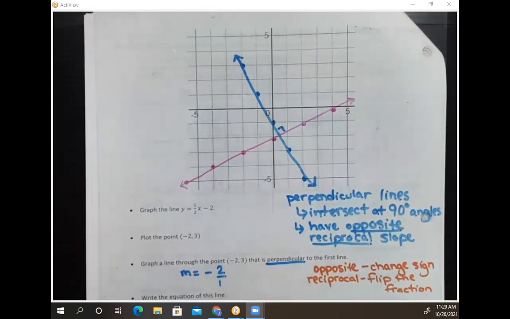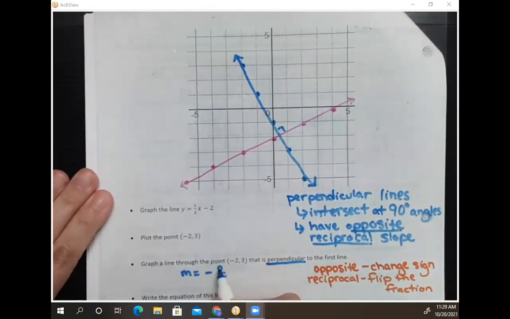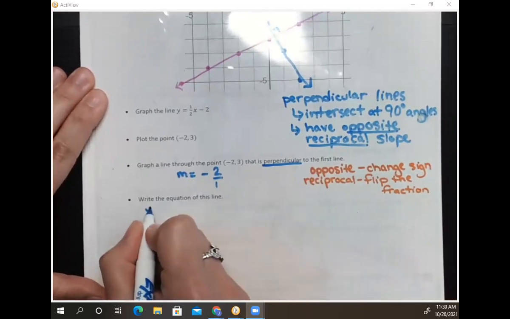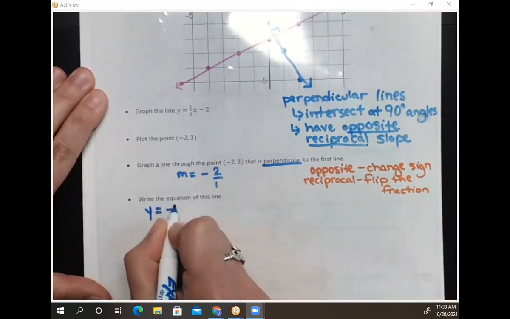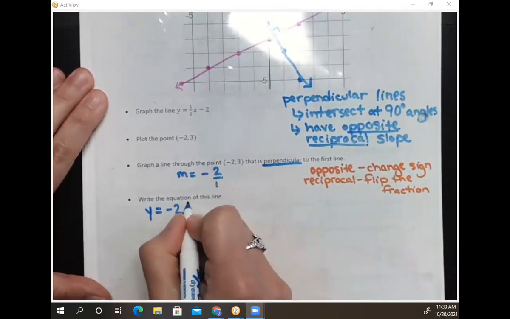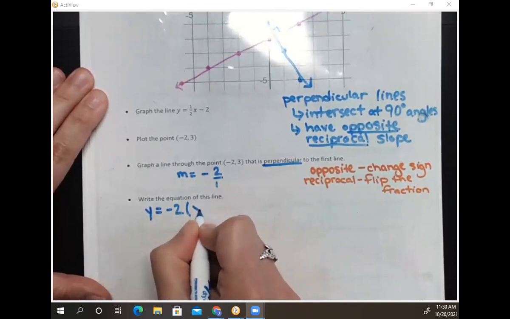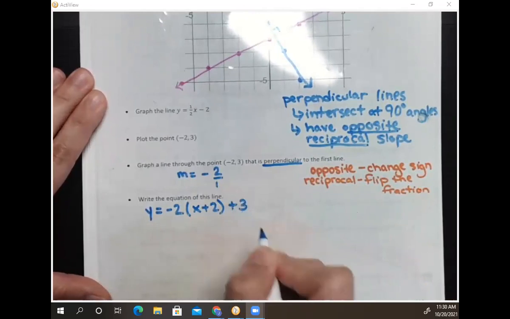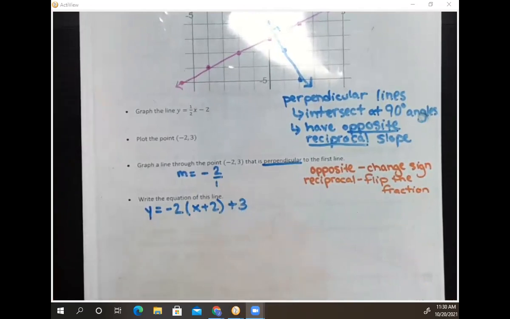Okay, and then just like before, I want to write the equation for this perpendicular line. So again, I know a point and I know the slope, so I'm going to write an equation in point slope form. So this would be y equals -2, that's my slope, or -2/1, that's fine too. -2, and then in parentheses, x plus 2, plus 3. There's the equation for that perpendicular line in point slope form. Questions for me?